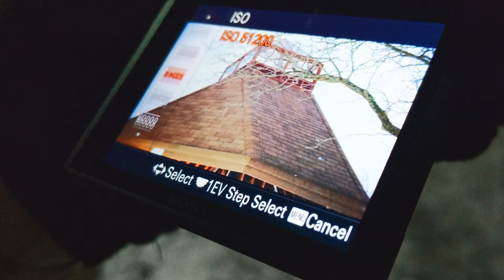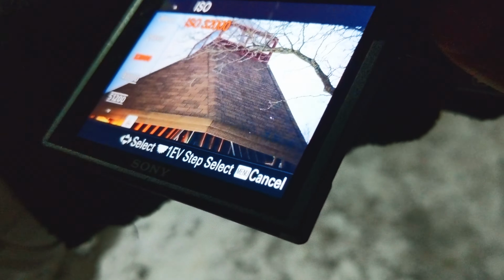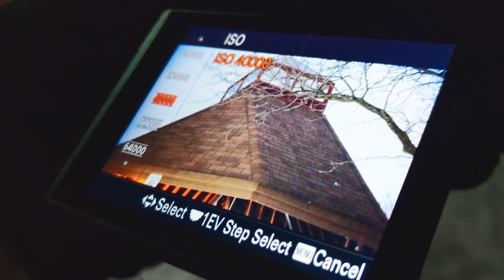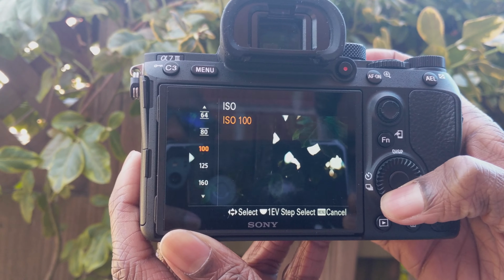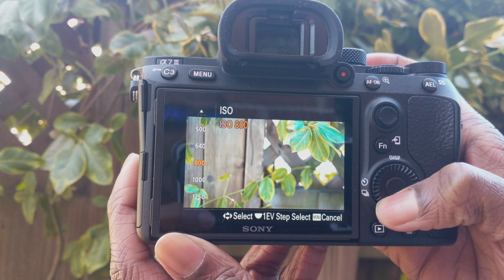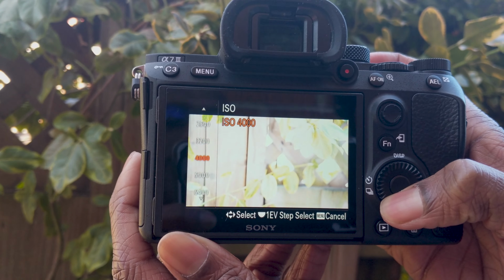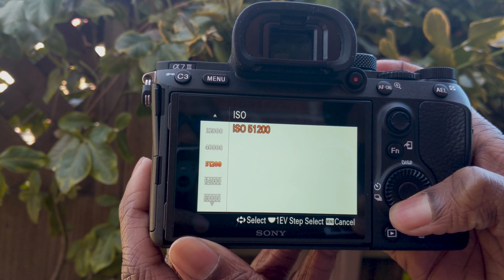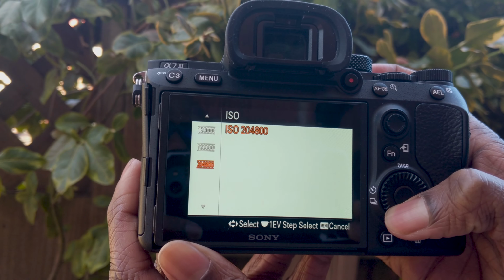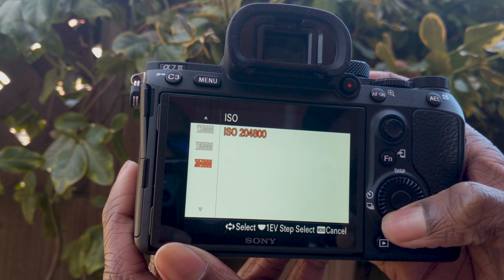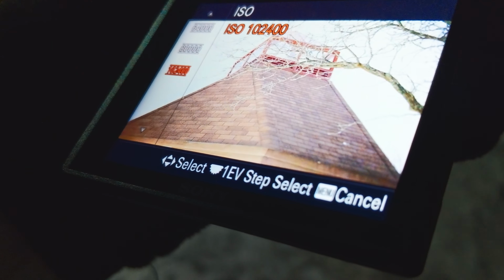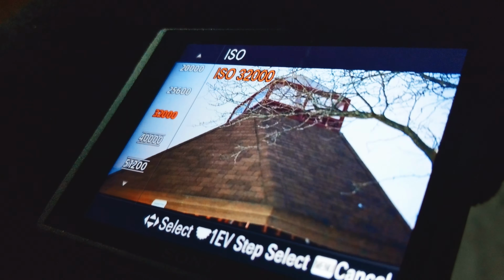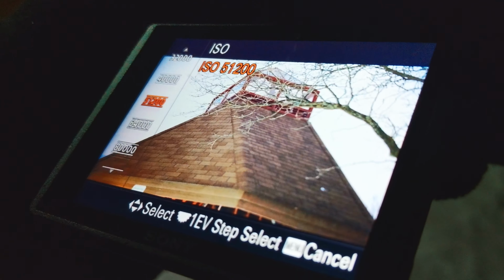The ISO on Sony A7R IV, you could go all the way from 100 to a maximum of 32,000. On Sony A7 III, it is surprising that you could go from 100 to a maximum of 51,200. Extended, it goes from a minimum of 50 to a maximum of 204,800 on Sony A7 III, and on Sony A7R IV you can extend from a minimum of 50 to a maximum of 102,400. Yes, that is a huge number difference, and they both nail it in low light performance.